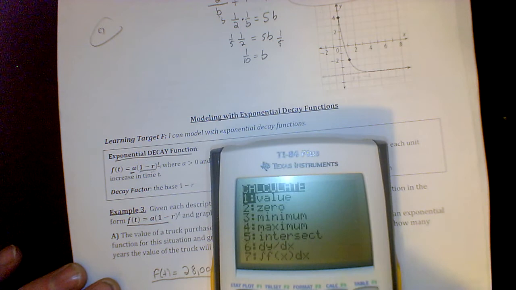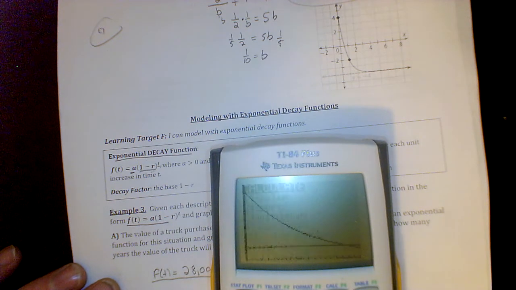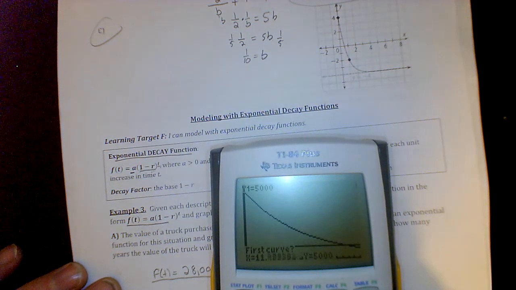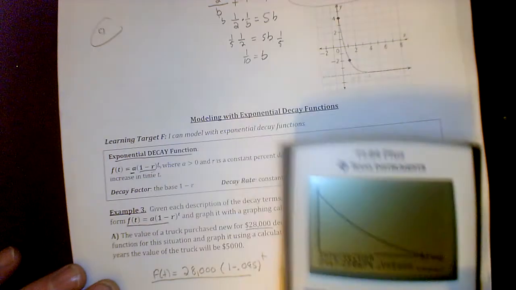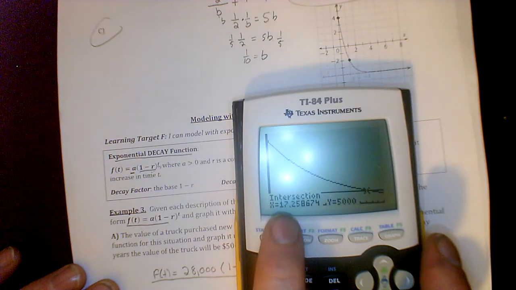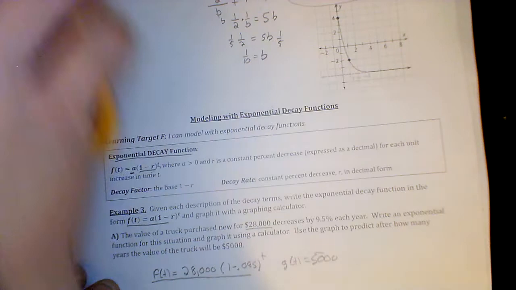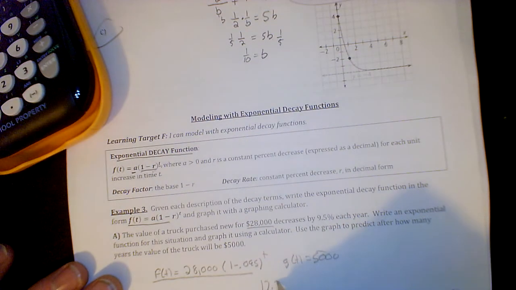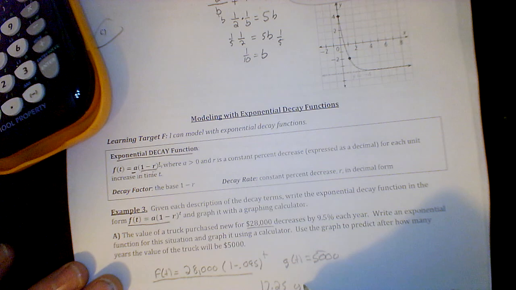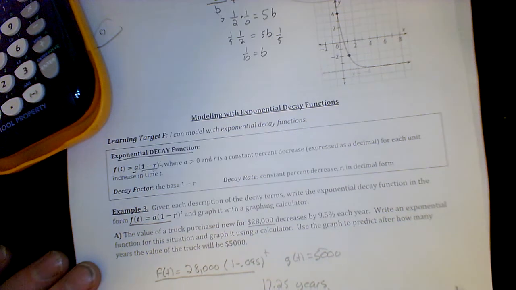So second calc, intersect. And honestly, this is just getting as close as we can and hitting enter 3 times. So I think they intersect somewhere around there. I'm going to hit enter, enter, enter. And it looks like after 17.25 years, I'll show you again, it's right down here, the x value, they cross at 5,000. So I'm going to say 17.25 years. And that's it.